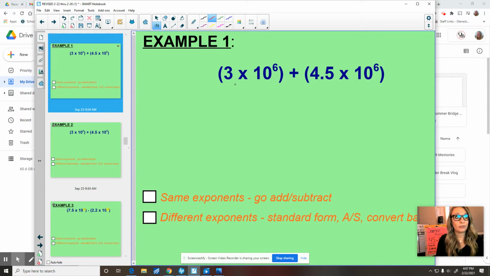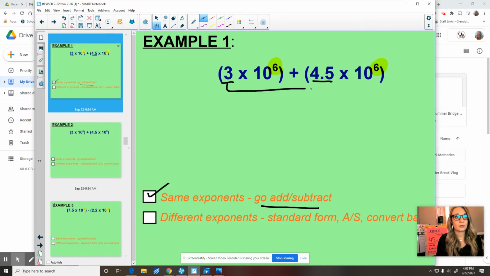Now, we've got both numbers in scientific notation, and we want our final answer, our sum, to also be written properly in scientific notation. Before you can do anything, I need you to look at your exponents here. I see that I've got a 6 and I have a 6. Well, that's actually great because that means same exponents, I can just go ahead and add or subtract whenever the problem tells you those target numbers, and then just keep that power of 10 with the exponent. Let me show you what I'm talking about.